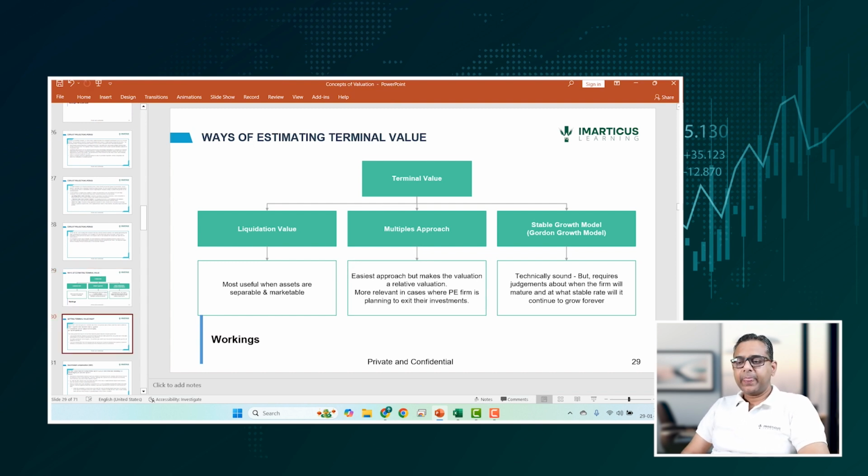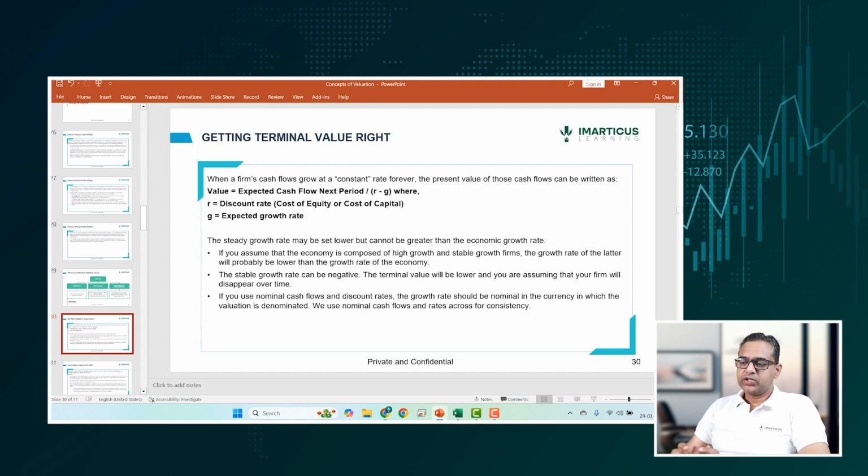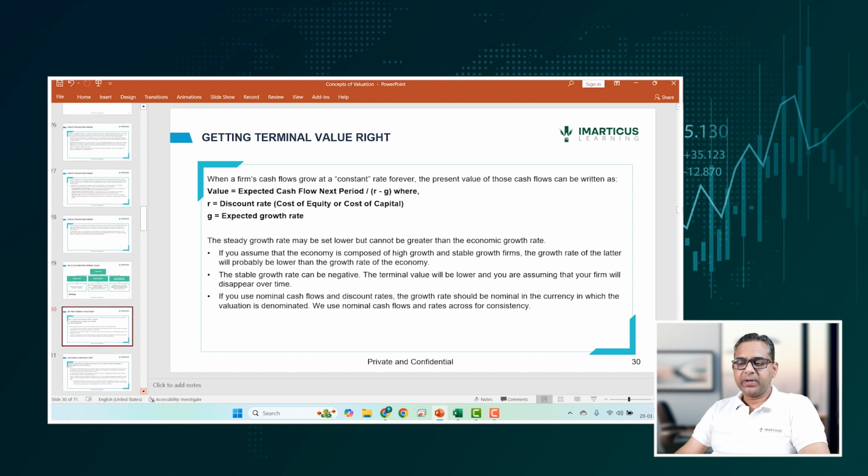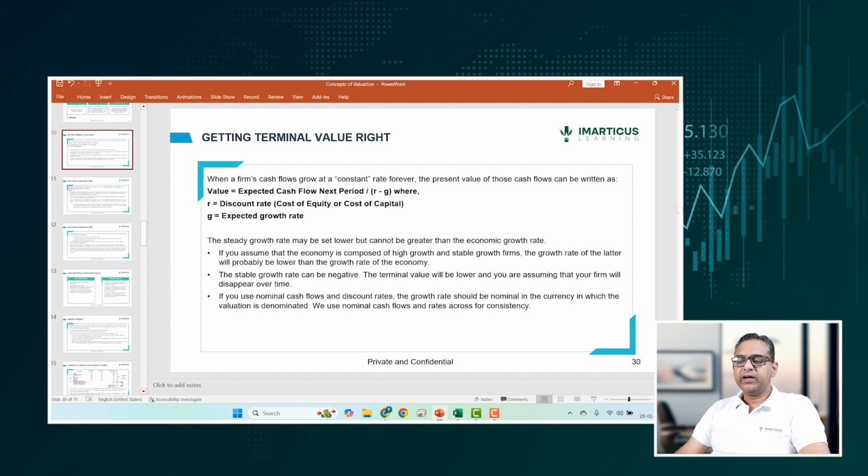Getting terminal value right. When a firm's cash flows grow at a constant rate forever, the present value of those cash flows is the terminal value. So this is what we saw in our Gordon growth model: expected free cash flow next period divided by the discount rate minus the growth rate. The steady growth rate, this g, the expected long-term growth rate, may be set lower but cannot be greater than the economic growth rate. If you assume that the economy is composed of high growth and stable growth firms, the growth rate of the latter will probably be lower than the growth rate of the economy.